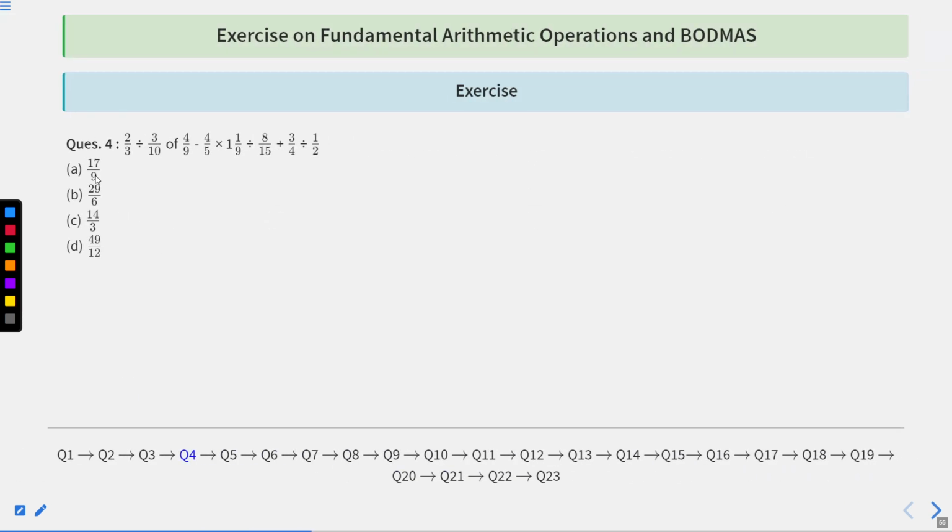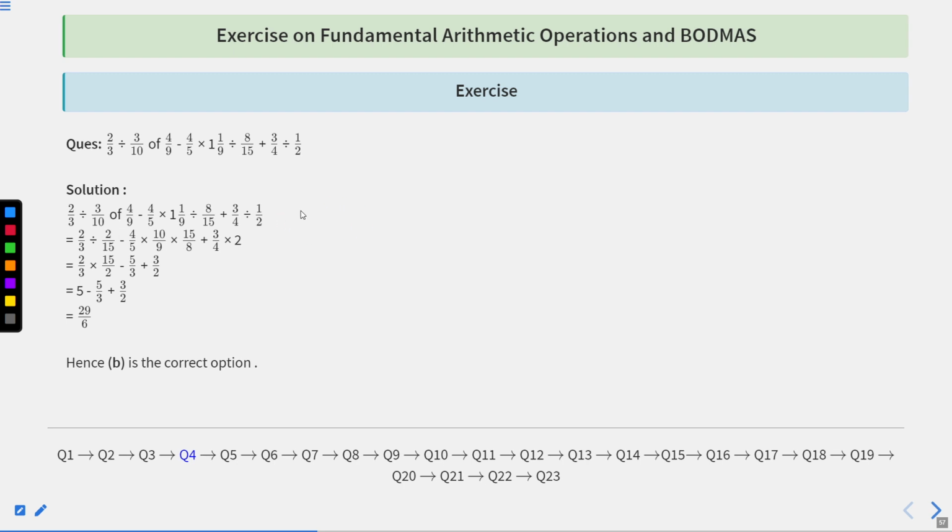Now let us move to question number 4. In this question, the expression that is given to us is 2 upon 3 divided by 3 upon 10 of 4 upon 9 minus 4 upon 5 times 1 of 1 nines divided by 8 upon 15 plus 3 upon 4 divided by 1 upon 2.